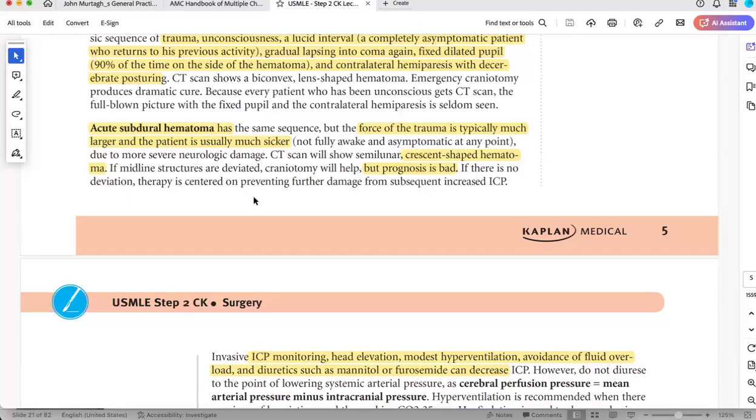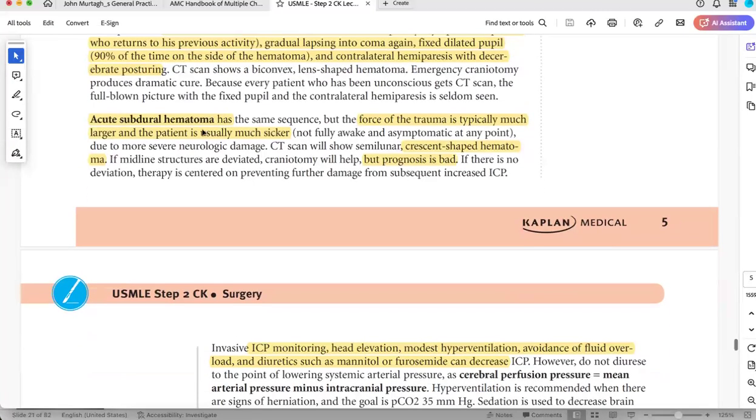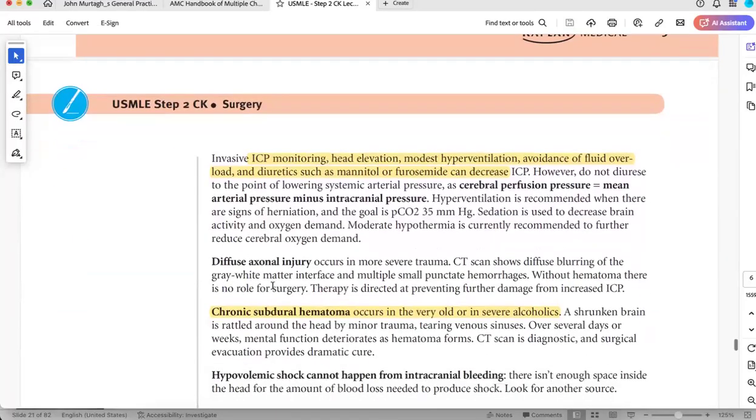And yes, a lot of people think that lucid interval is only possible in epidural, but a subdural patient can also have the same sequence: trauma, unconsciousness, lucid interval, and then loss of consciousness again. So that can happen in subdural also. Okay? Acute subdural hematoma is much worse, and the prognosis is bad in that patient. But there are also patients who have chronic subdural hematoma, where the patient usually doesn't get really unwell, sometimes even asymptomatic. Those are common in the elderly population or patients who are severely alcoholic.